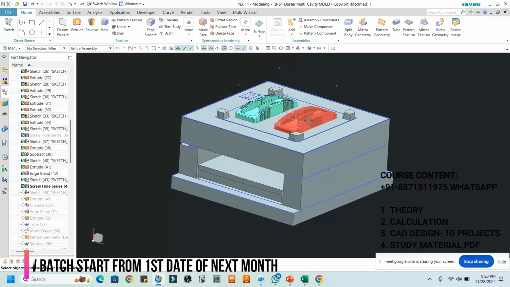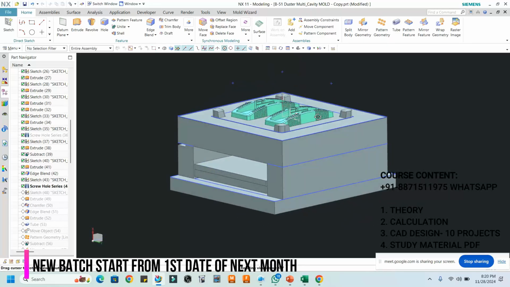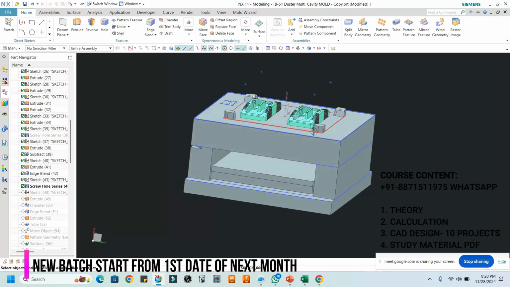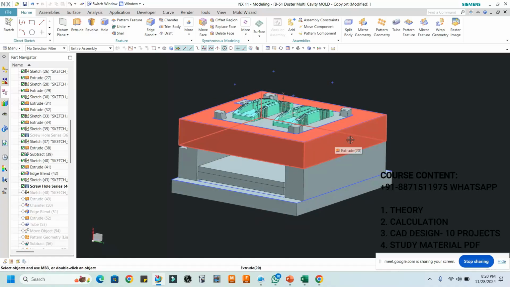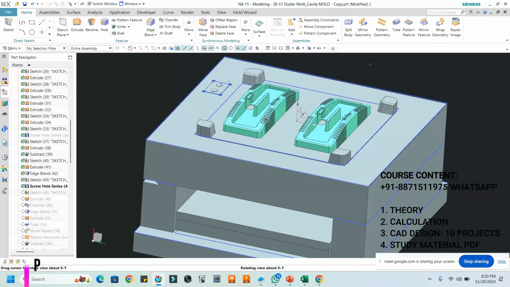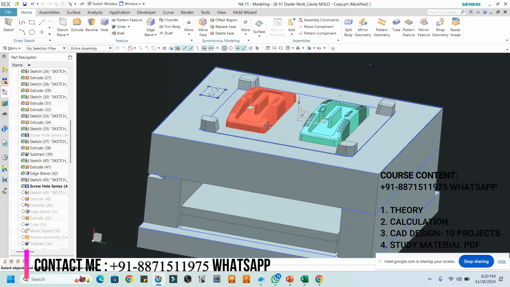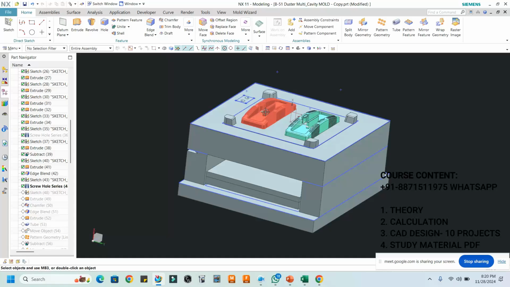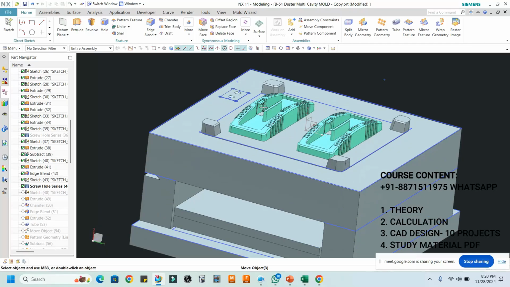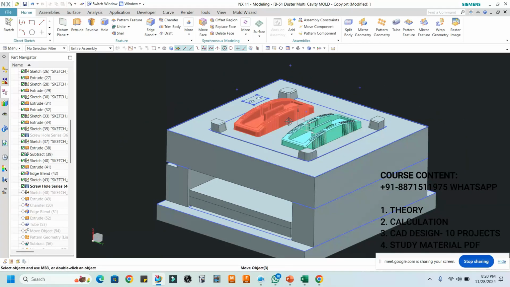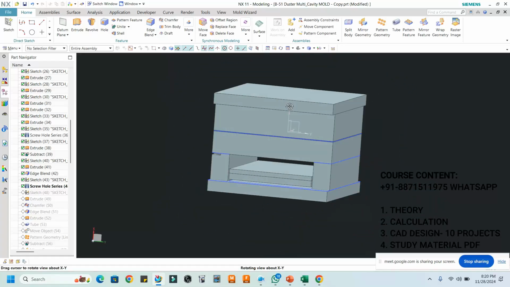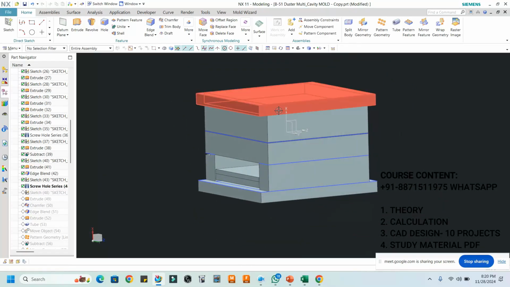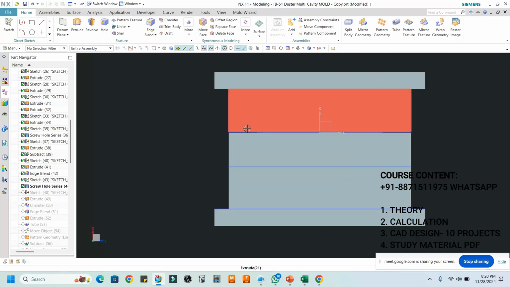See, so this is the multi-cavity mold base. Basically, we are preparing the two-cavity mold for the duster component. In the previous lecture, we discussed how to prepare the core and cavity extraction for this component. So we have covered the complete mold base now. Understood?